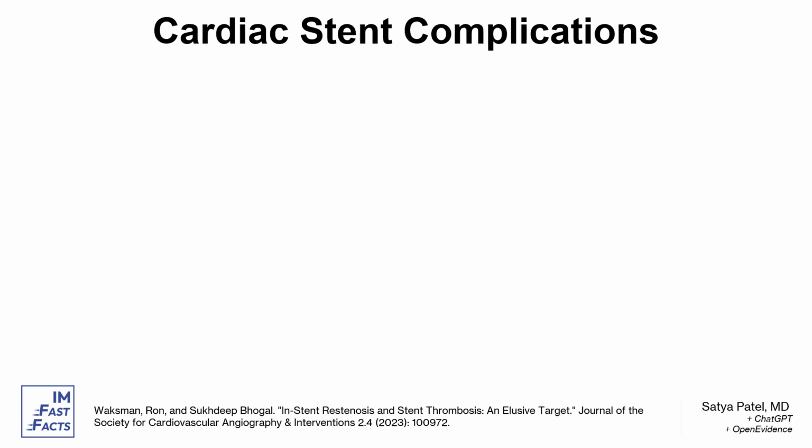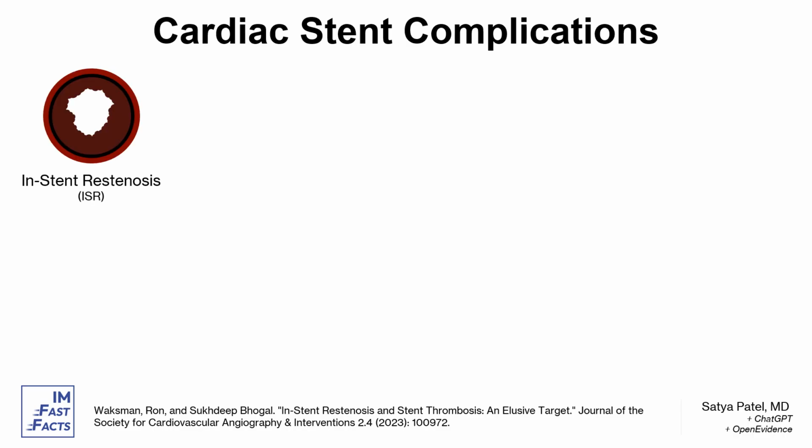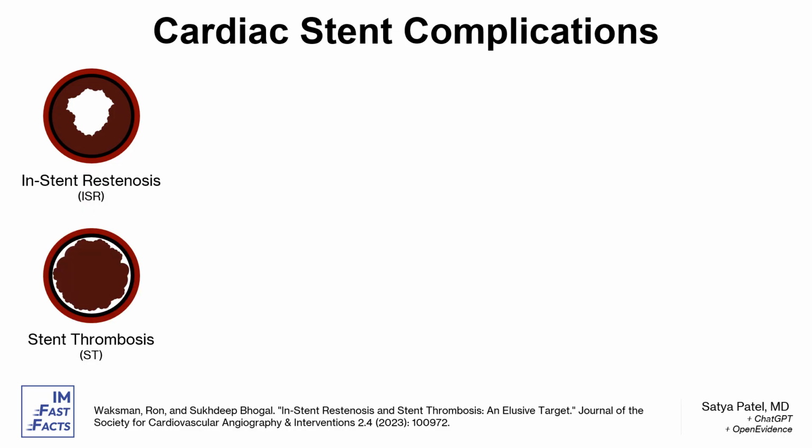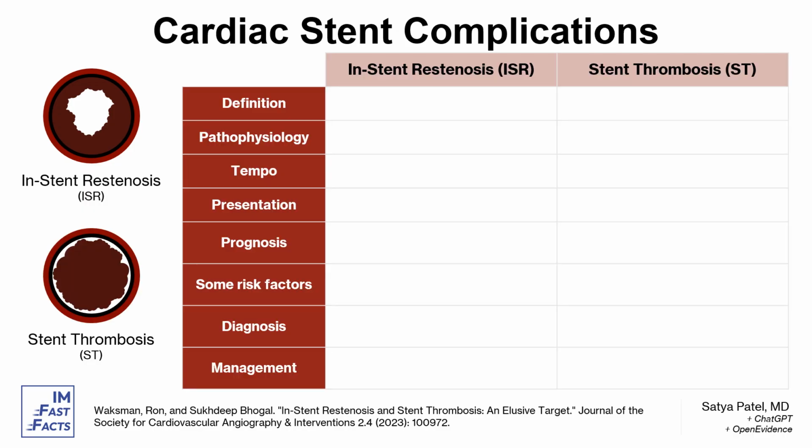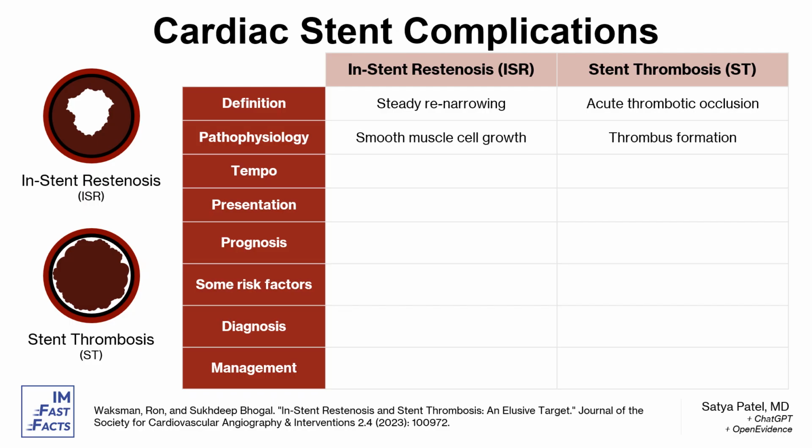So when we look at cardiac stent complications, there are really two major ones that I want to talk about here: in-stent restenosis and stent thrombosis. ISR is steady re-narrowing of the vessel, whereas stent thrombosis is acute thrombotic occlusion. Pathophysiologically, it's smooth muscle cell growth that's really promoting this stenosis, whereas in stent thrombosis, it's thrombus formation. The tempo really helps here.